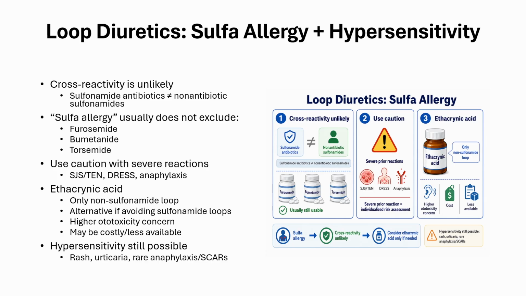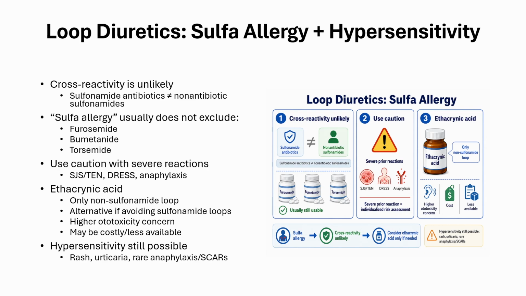I reviewed sulfa allergies in my diazides videos, so in this video I'll briefly just mention that clinically significant cross-reactivity between sulfonamide antibiotics and non-antibiotic sulfonamides is unlikely. However, in the case of a patient with a documented severe or life-threatening reaction to sulfonamide-containing drugs, then ethacrynic acid is the only loop diuretic that does not contain a sulfonamide moiety.